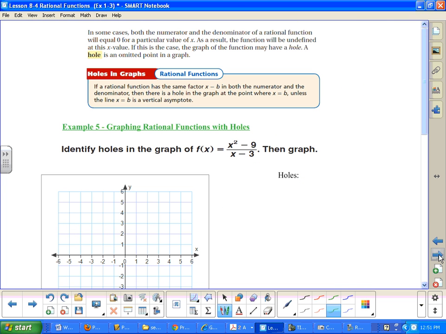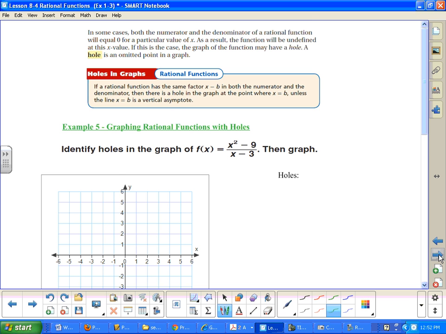Last thing. Sometimes when you factor, you might end up with a common factor in the numerator and the denominator. Well, what can you do when you have a common factor? What do we normally do when we have a common factor in the numerator and denominator? You cancel it out, right? Well, what happens with rational functions is that creates a hole in your graph, because that factor in the numerator gives you a 0. That factor in the denominator gives you a vertical asymptote, and you can't have both of those things happening at the same time.